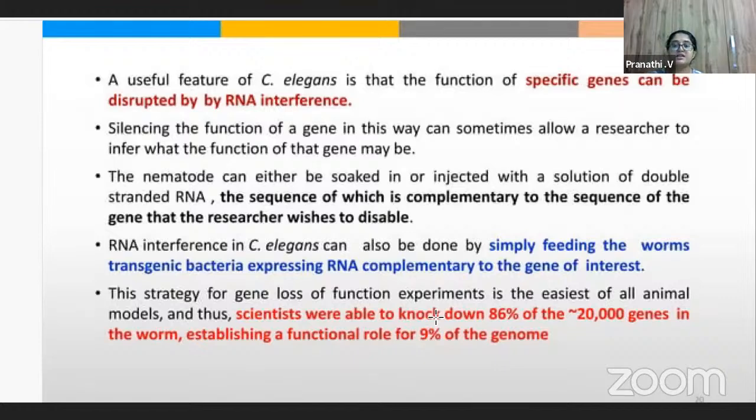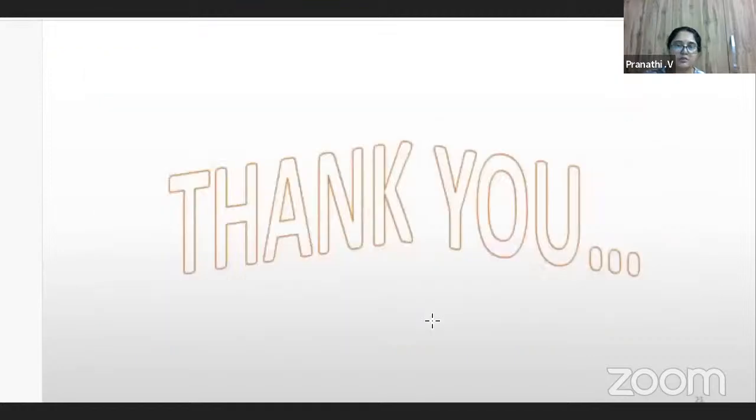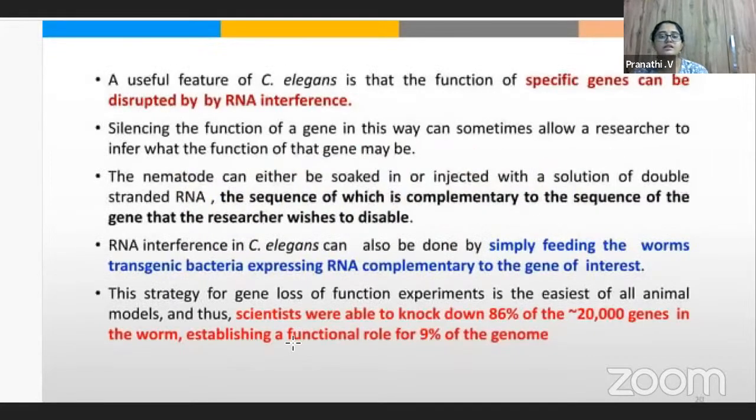And 86% of the 20,000 genes in the worm. So you have around 20,000 genes present in your Caenorhabditis, of which around 86% of the genes were knocked out or silenced. So this is accounting to almost 9% of the genome that is present. So this is one thing.